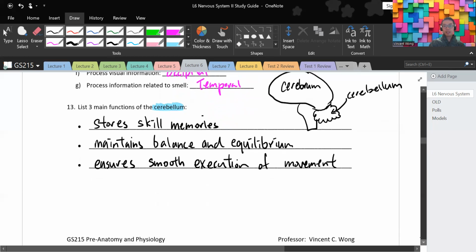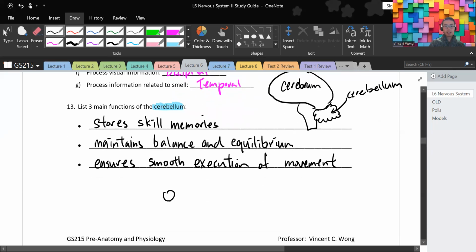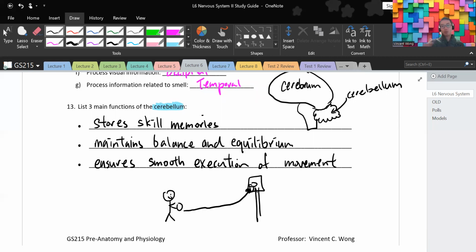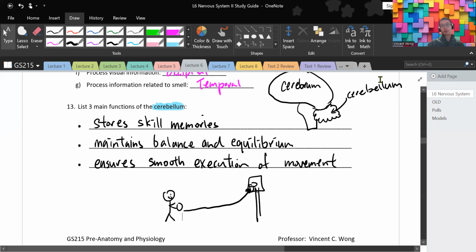If you think about holding a basketball and trying to do a layup, running up to it and then putting the ball in the net. To be able to do that in a smooth manner with no jerky motion or sudden stop, that smooth execution of that motion requires the cerebellum.